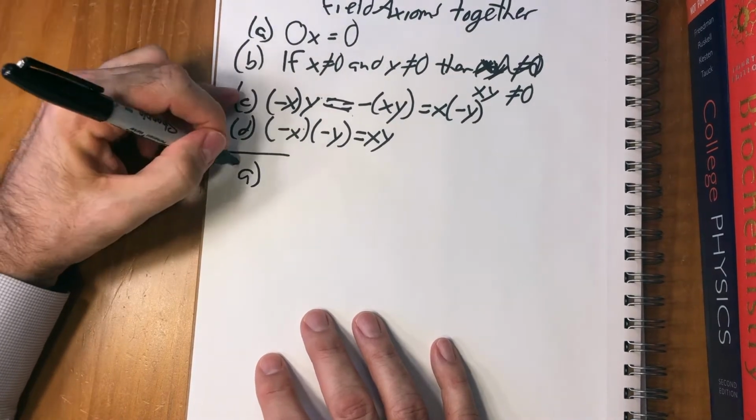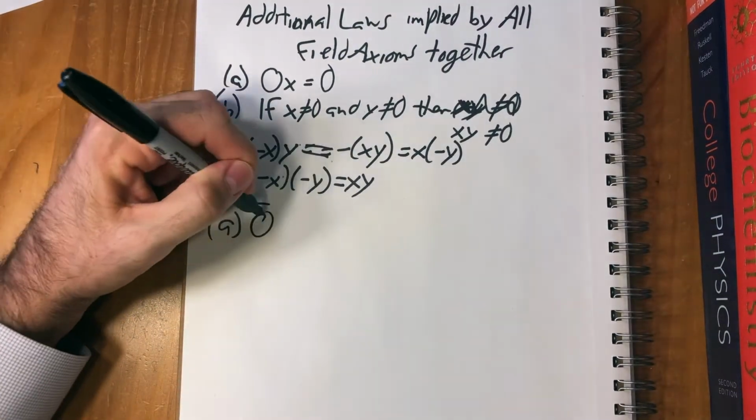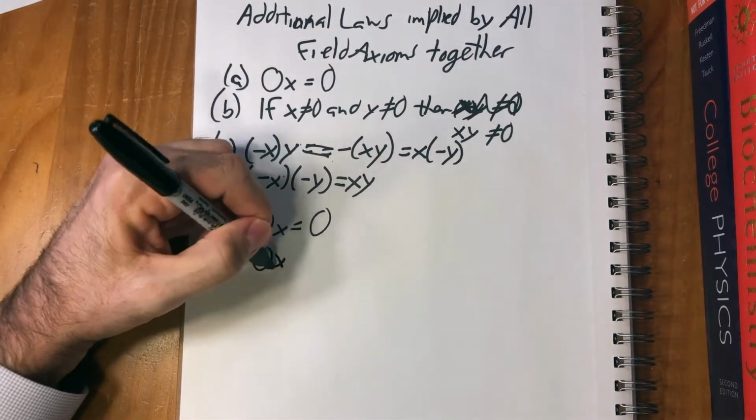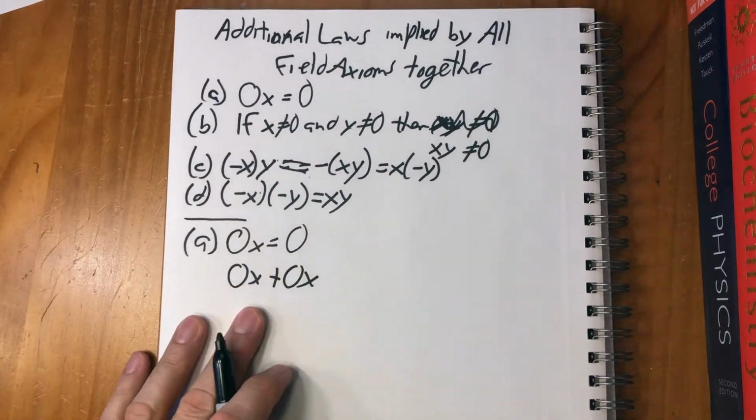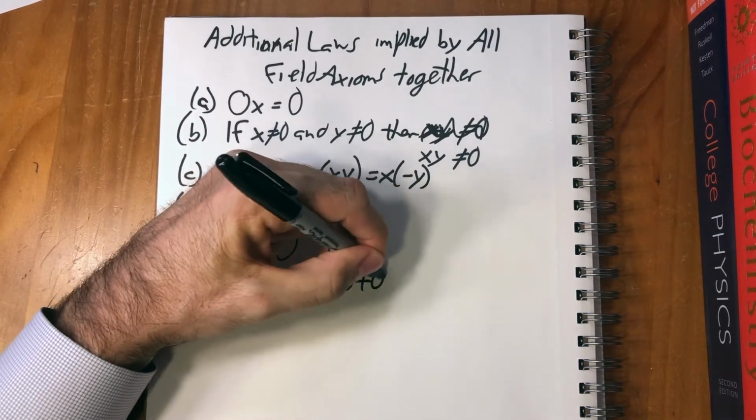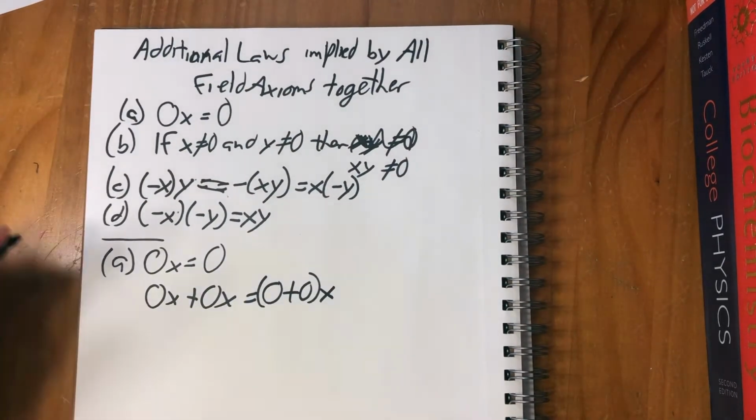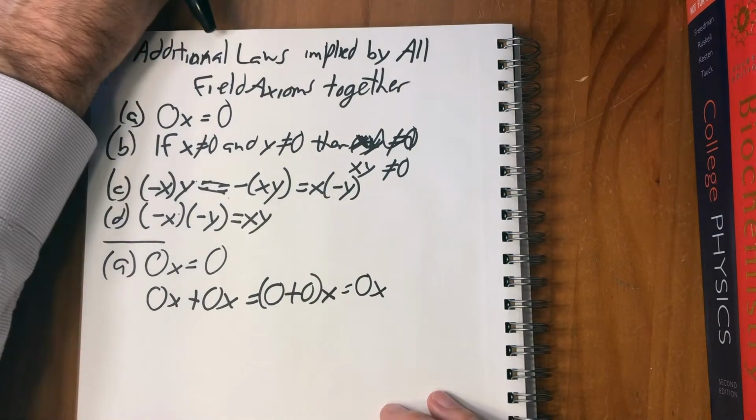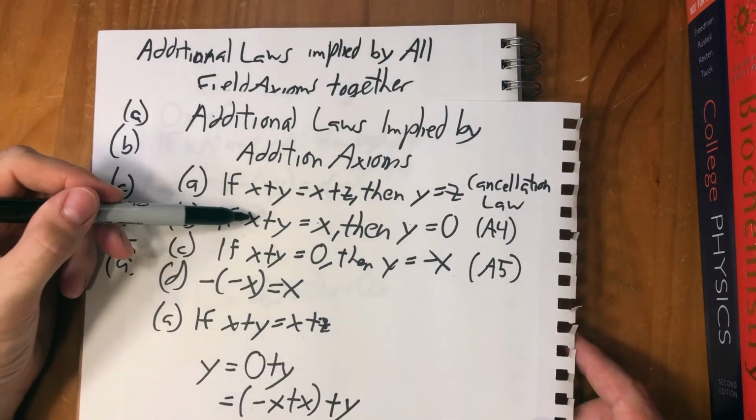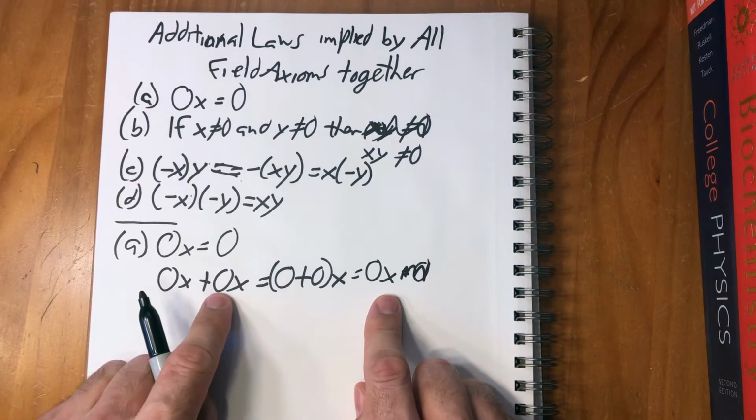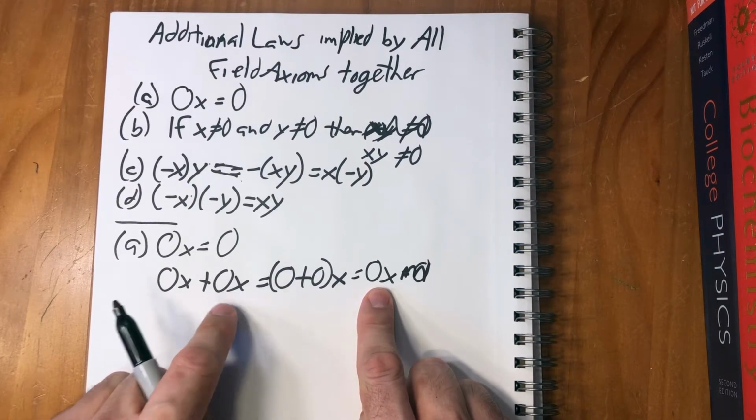Okay, A. So we want to show that 0x equals 0. So if we take 0x plus 0x, use the distributive law, that equals (0 plus 0) times x, which equals 0x, okay? Now, using our additive law that if x plus y equals x, then y has to equal 0, we assume this is x, then x plus y equals x, therefore this has to be 0.